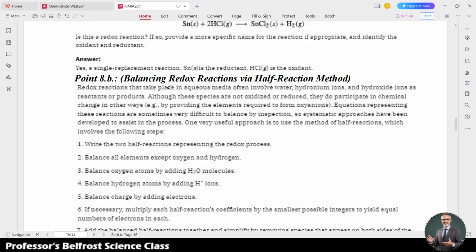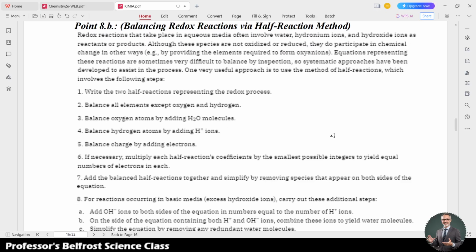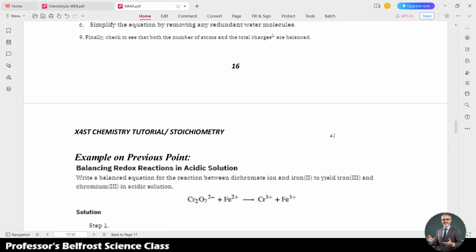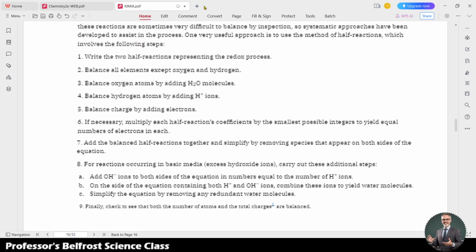Redox reactions that take place in aqueous media often involve water, hydronium ions, and hydroxide ions as reactants or products. Although these species are not oxidized or reduced, they do participate in the chemical change in other ways. The equations representing these reactions are sometimes very difficult to balance by inspection, so a systematic approach has been developed to assist with this process. Here are the things that you need to follow. They are quite long. We have 9 points here.